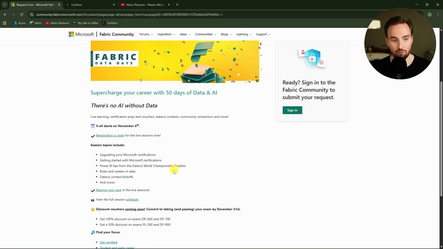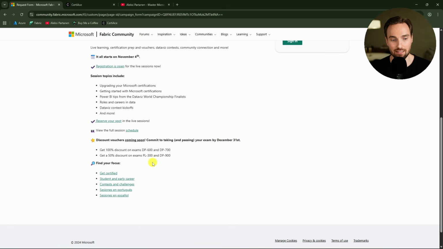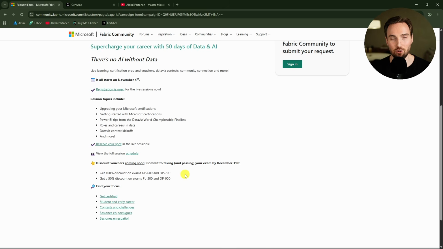But here we have the information about the Data Days and how you can register. But the cool thing here is that we can see that there are some discount vouchers that are coming very soon. So we have 100% discount vouchers for DP-600 and DP-700. So this means that you can get Microsoft Fabric certified for free. But unfortunately, at this stage I don't have the exact information on how these vouchers are given, and more information will be coming soon. So keep following this website in order to see how to get those exam vouchers.